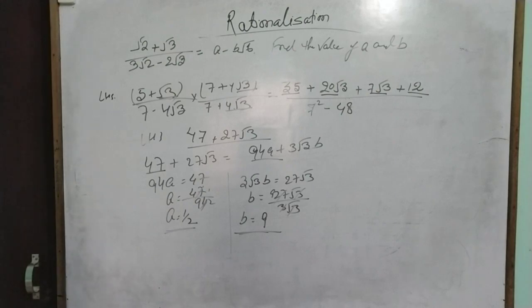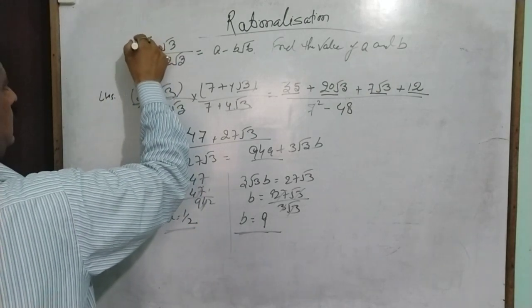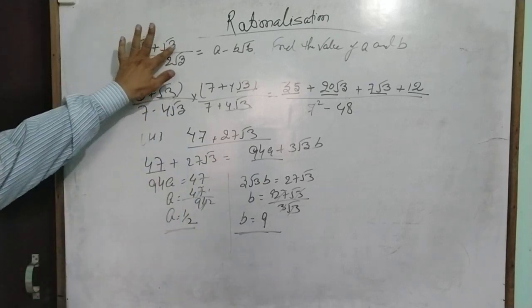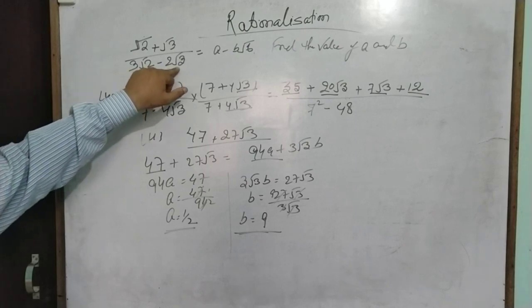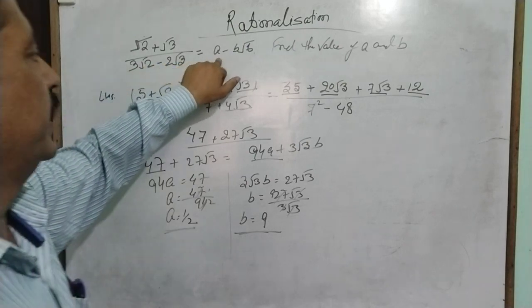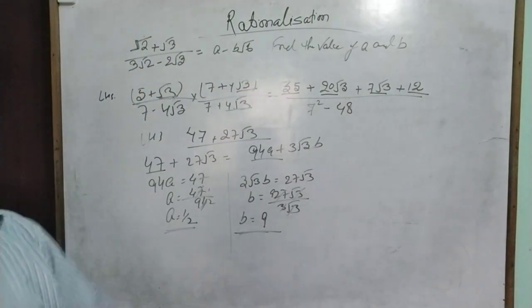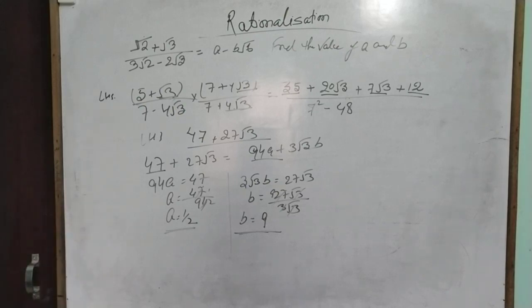The question will be: (√2 + √3) divided by (3√2 − 2√3) equals a − b√6. So find the value of a and b.